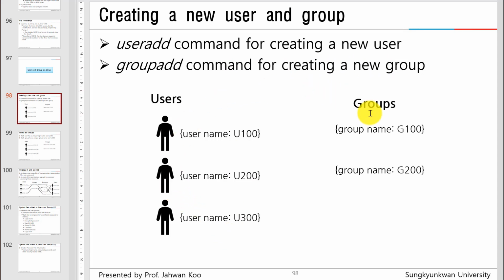This picture shows the example of users and groups. We have 3 users and 2 groups. Let's create 3 users: U100, U200, U300, and then we create 2 new groups, G100 and G200.